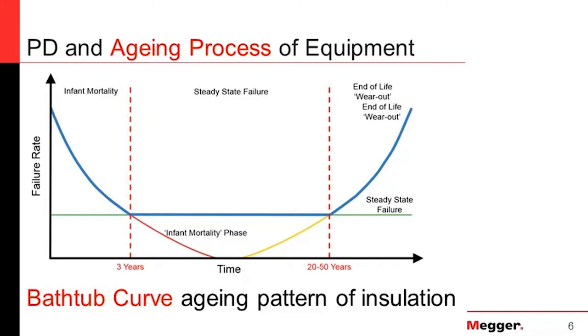Okay, PD and the aging process of equipment is like a bathtub curve. By this bathtub curve, we mean we might have some infant mortality in our insulation or equipment, but after a while we get to a steady state failure, which is the middle age of your equipment. And then after a while, with aging of your equipment, the failure rate becomes higher again. So this bathtub curve most probably is true for all of the electrical equipment, including failures due to partial discharge.